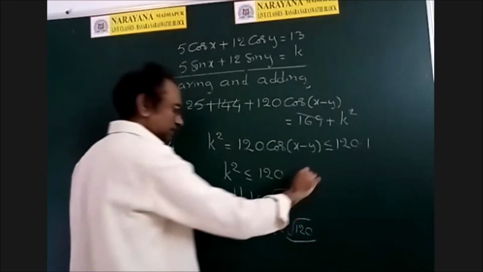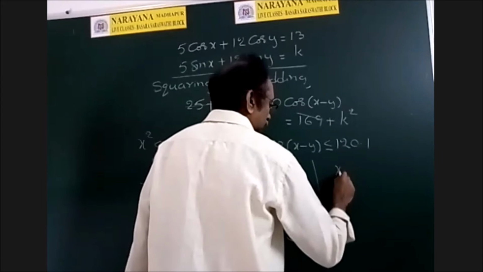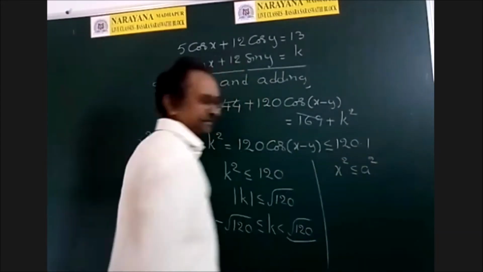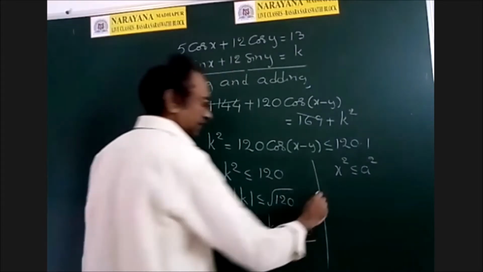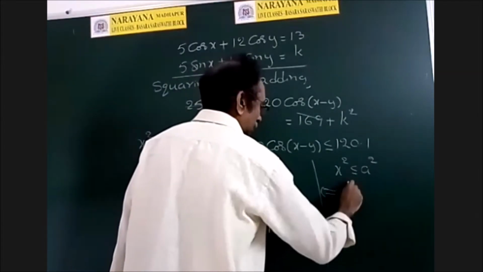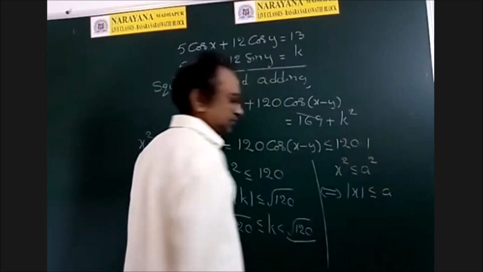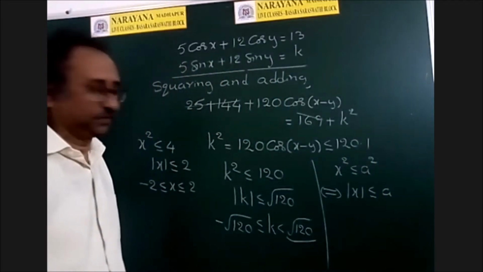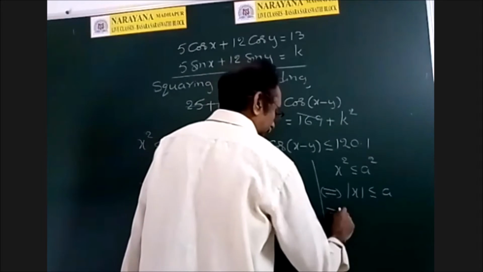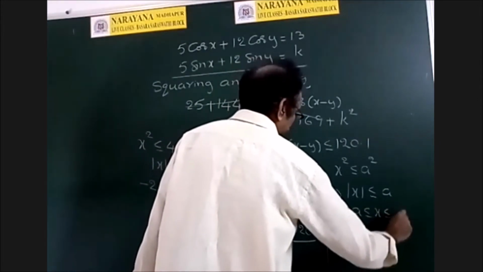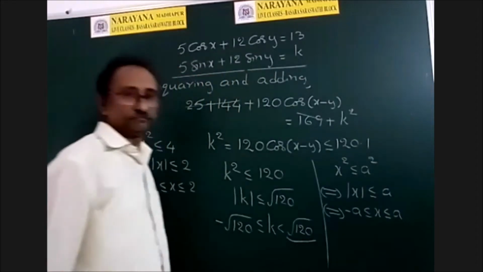So what is the general result? You can remember: x square less than or equal to a square can be written as mod x less than or equal to a, if a is positive. And therefore, minus a is less than or equal to x, which is less than or equal to a.